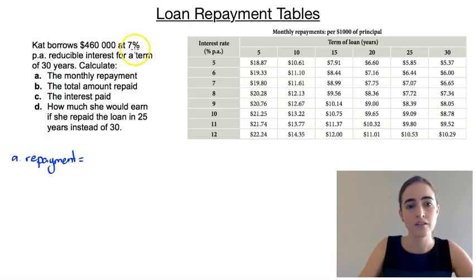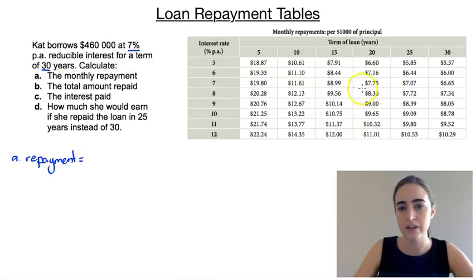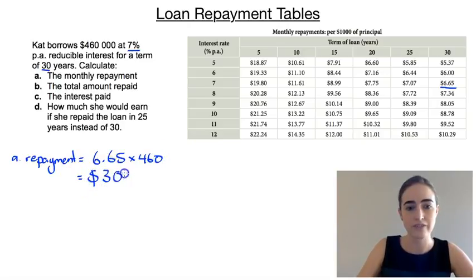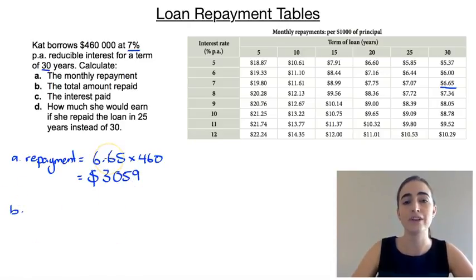So from our question, we know we're looking at 7% per annum and 30 years. So in our table, we're going to have 7% per annum, 30 years, and have $6.65. But that $6.65 is the monthly repayment per $1,000. So because Kat borrowed $460,000, our repayment is going to be 460 times that. So we're going to have that $6.65 times 460, and that'll give us a monthly repayment of $3,059.